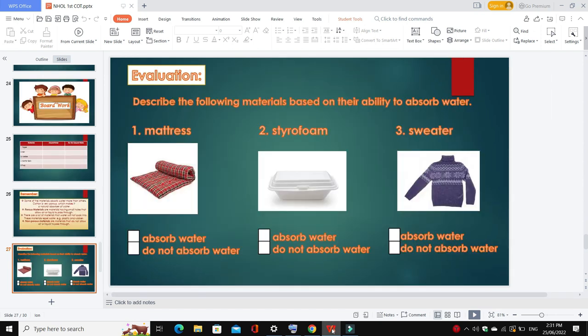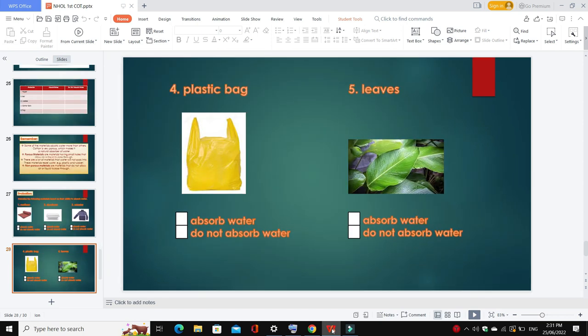Evaluation. Describe the following materials based on their ability to absorb water. Number 1, mattress. Number 2, styrofoam. Number 3, sweater. Number 4, plastic bag. Number 5, leaves.